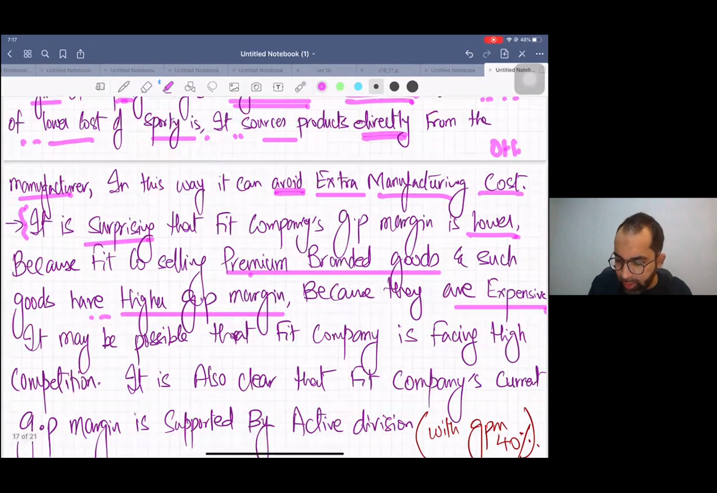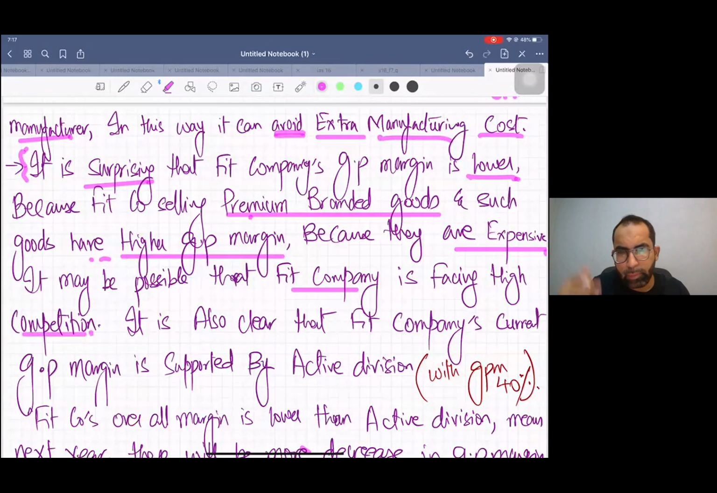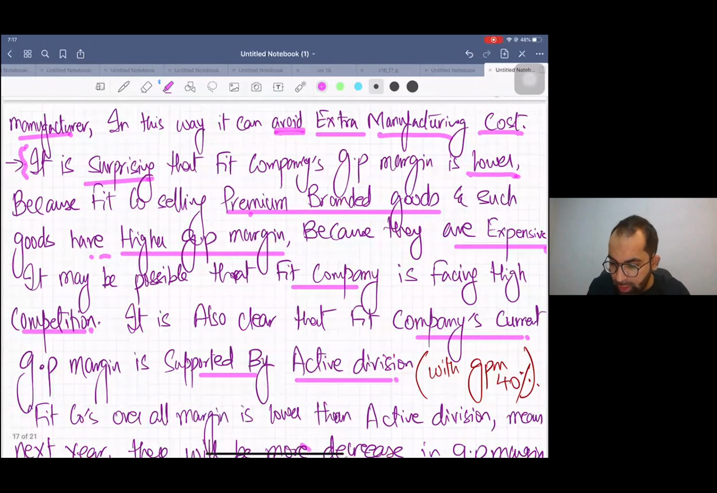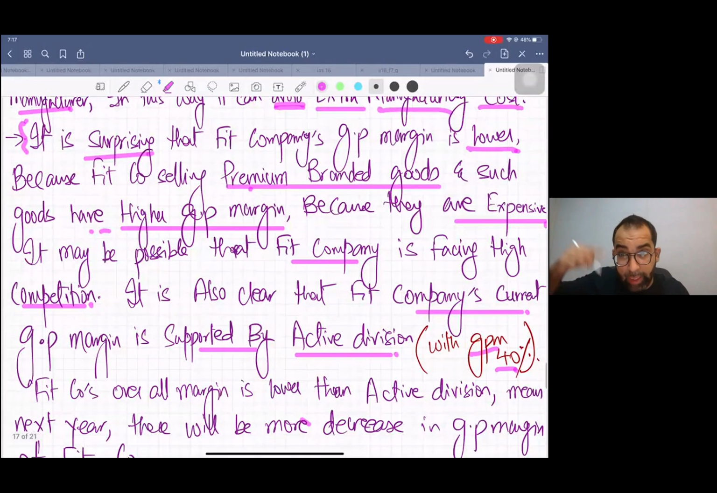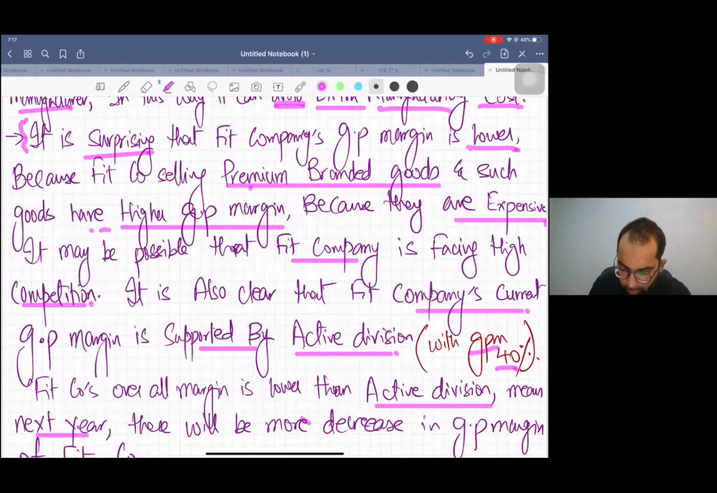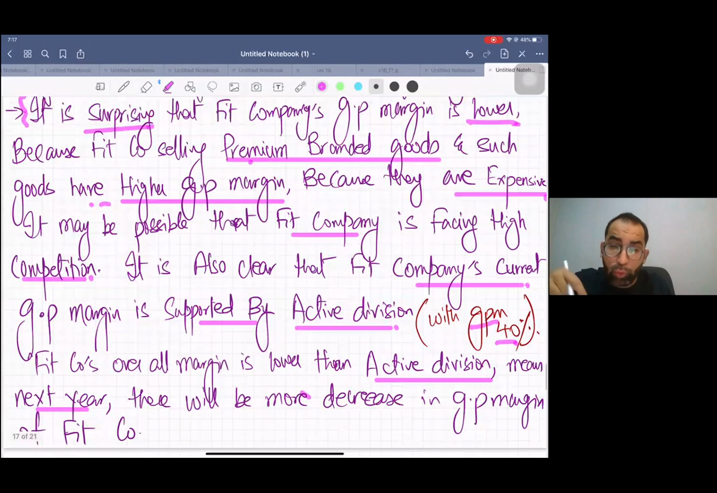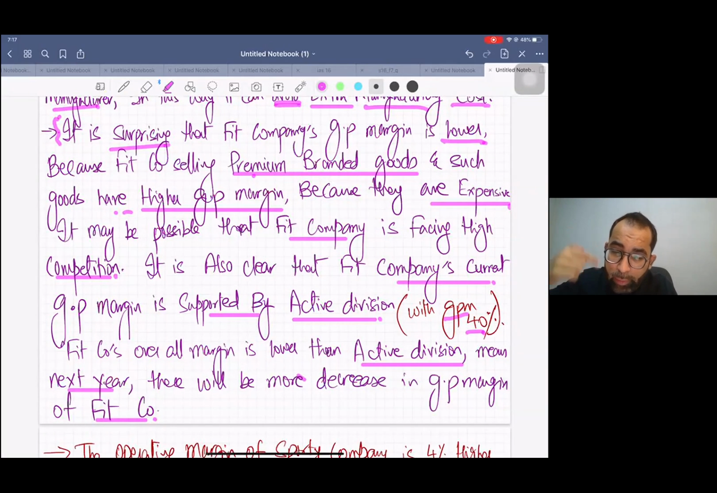Now, it may be possible that fit company is facing high competition, yes, because of competition. And it is also clear that fit company's current GP margin, now on the cost side, is supported by the active division with GP margin of 40%. Fit company's overall margin is lower than the active division, which means next year there will be more decrease in GP margin of fit company. One thing I have not written here but have told you orally about the cost structure, which is also a slight point you can write: they are doing their manufacturing by themselves, so it may be possible their manufacturing cost is higher. Read it.